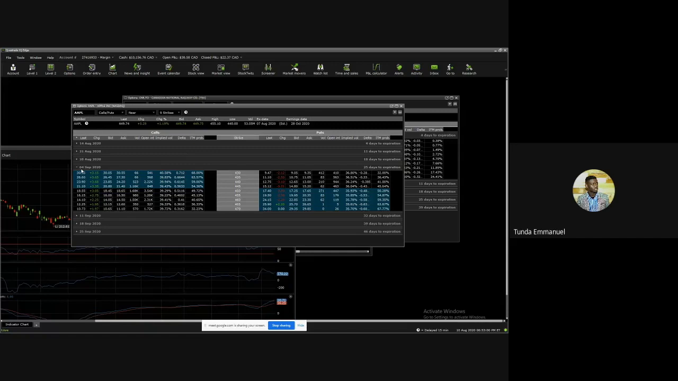Okay, so this is very, very crucial because when you really understand this, it really helps you reduce your risk and be a little bit more precise in your trades. I will explain this to you again later.